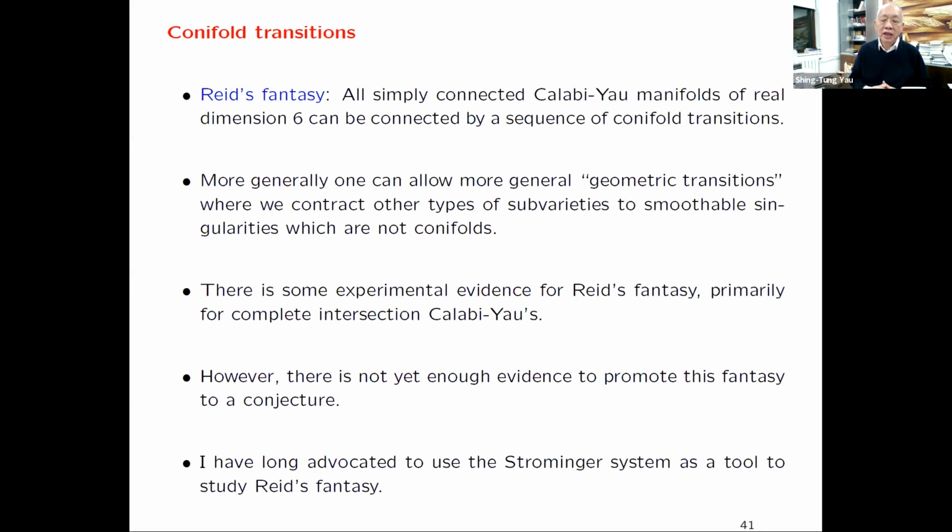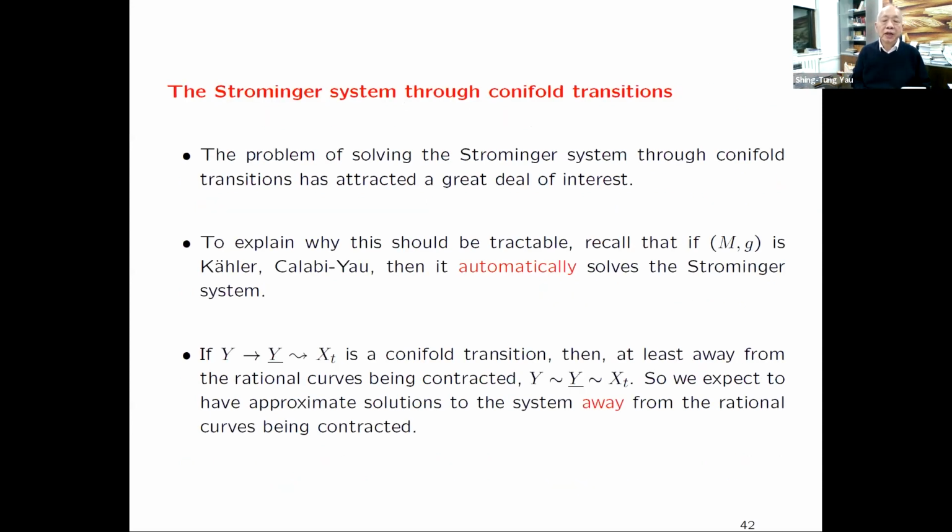And it turns out Candelas, Green and Hübsch have demonstrated that this fantasy actually works for complete intersection Calabi-Yaus. But one still needs to gather more evidence to support such a conjecture. But anyway, to make it work, even in some interesting cases, I think would be very interesting. So I was hoping to make the transition to have an interesting geometry linked with them.